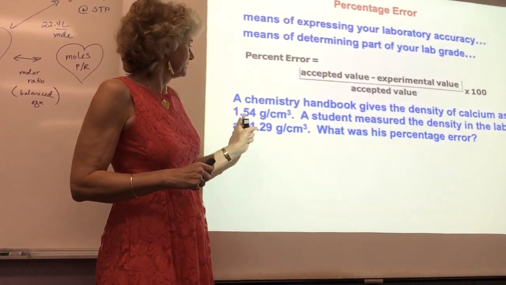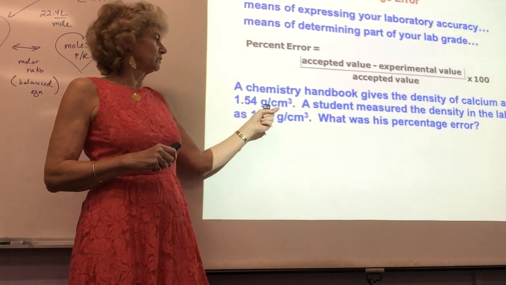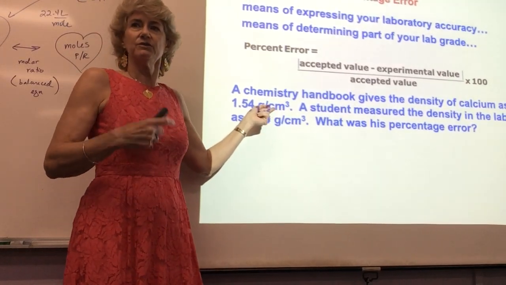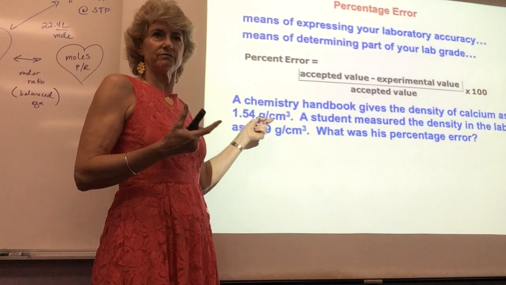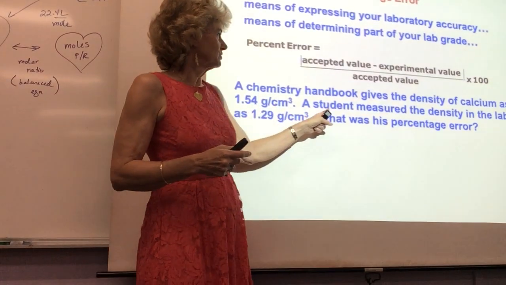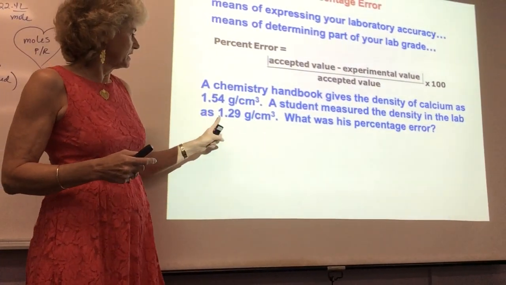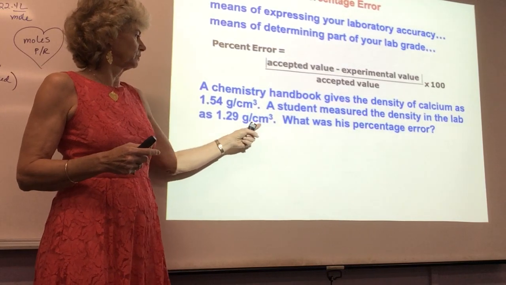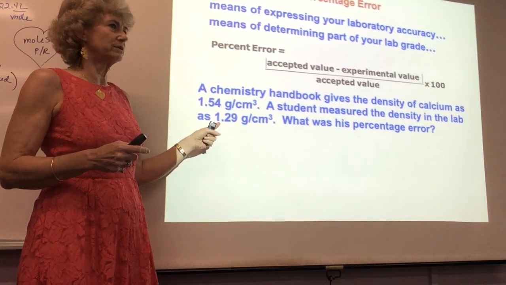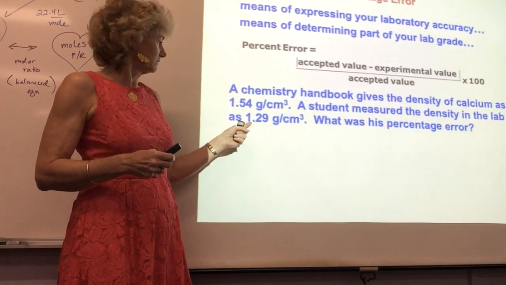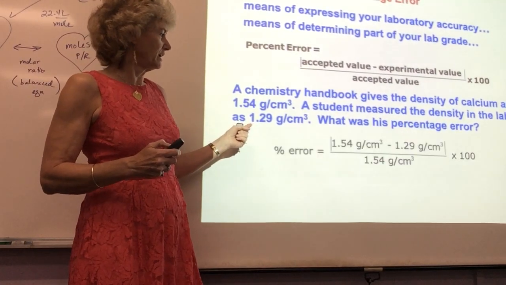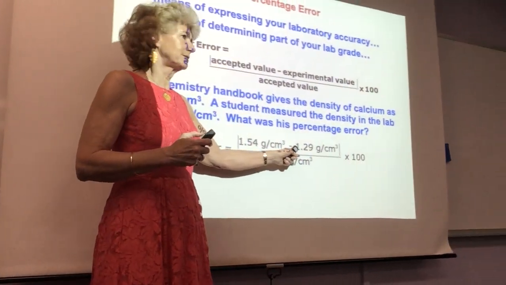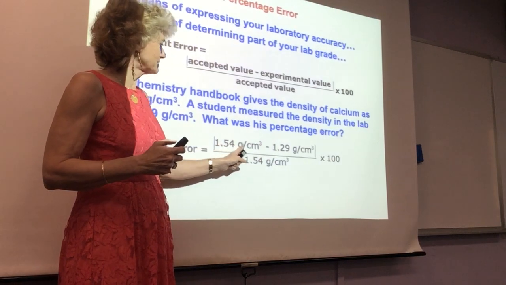If you want to know the density of calcium, you look it up. It's 1.54 grams per cubic centimeter. Well, then you do a lab, kind of like the lab we did on the very first week of school. You measure the density of calcium and you get 1.29 grams per cubic centimeter. So is this more or less than what you should have gotten? Less.